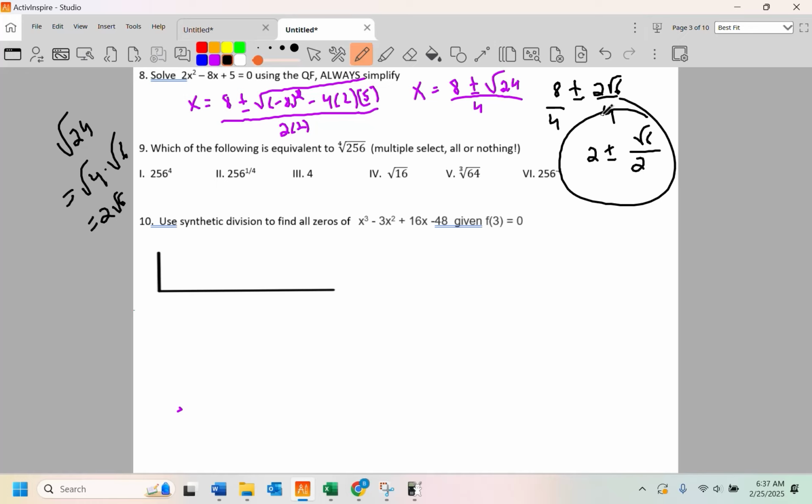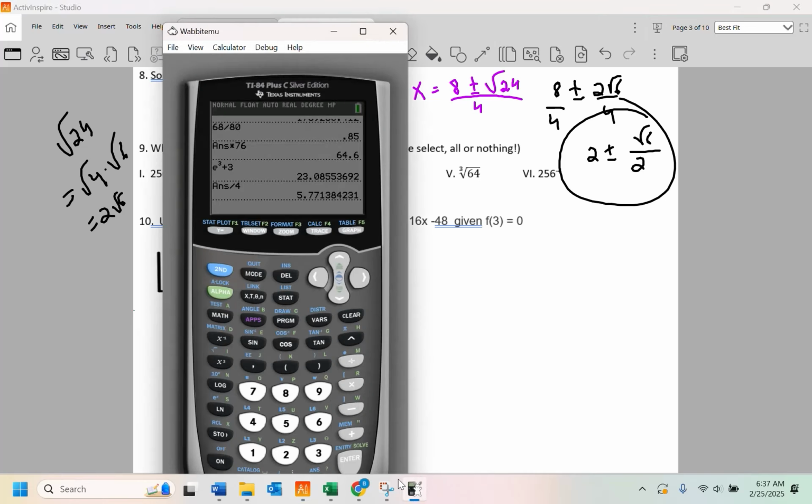9, which of the following is equivalent to the 4th root of 256? This is obviously a choice because if you think about x to the power over the root, 256 to the 1/4. Now, if you're a simpleton, which some of you are, go to your calculator, type 256 to the 1/4, and it's going to tell you 4. Because 4 times 4 times 4 times 4 is 256. So there's one of them.